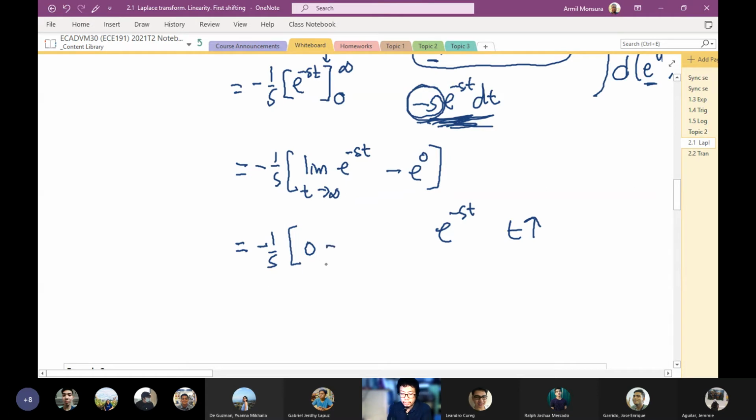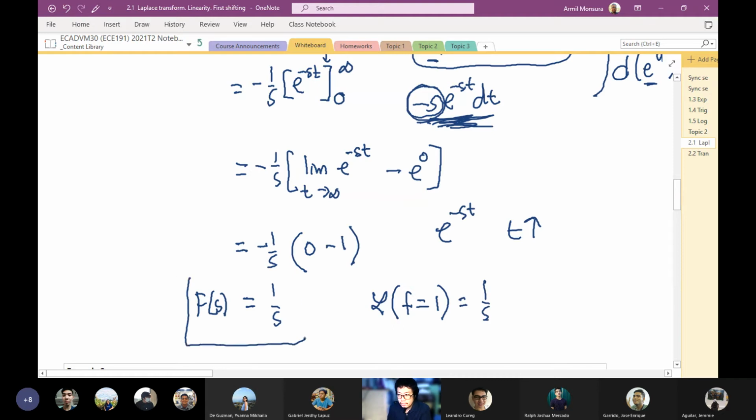Okay. How about e raised to 0? Ano value niya? 1 po. 1. Okay. So simply, this is negative 1 over s times negative 1. Tama ba? This should be written as a parenthesis. So this becomes simply negative 1 over s times negative 1. So therefore, f of s is 1 over s. So we shall say that the Laplace transform of the function which is equal to 1, a constant function, is equal to 1 over s. So we can say it this way, or we can say it this way. This is clear?